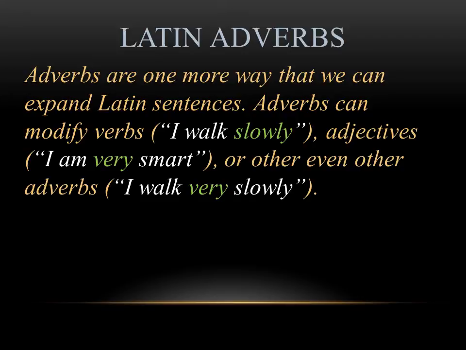I walk slowly. Adverbs can also modify adjectives. So think of the example, I am very smart. The word very is an adverb that's modifying smart, the adjective. You're saying, how smart are you? I'm very smart. And the last thing is adverbs can modify other adverbs. So let's think of the sentence, I walk very slowly. The word very there is modifying slowly, which is an adverb. So again, you're saying, how slowly am I walking? I'm walking very slowly. This is how adverbs work.